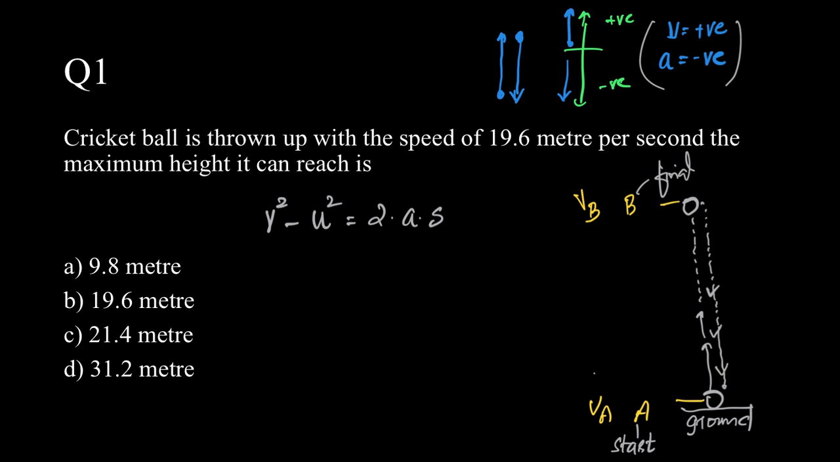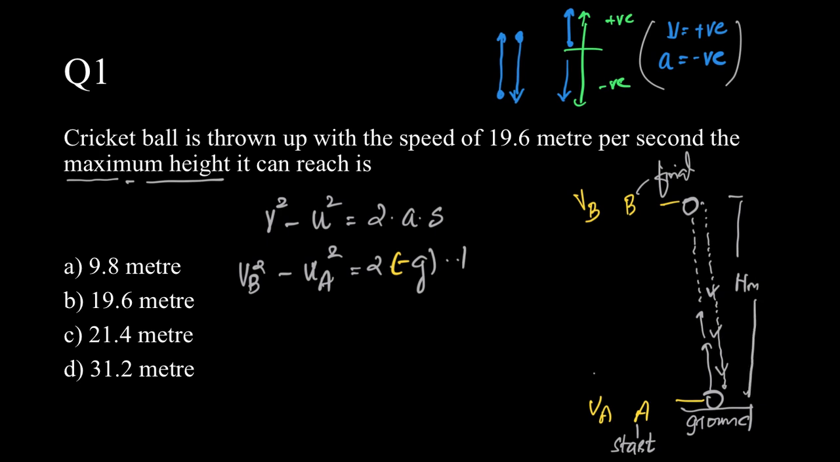So what is V? V is VB, so it's VB square. What is U? U is UA, so UA square is equal to 2 into a. What is a? a is g. No, a is minus g. So a is minus g into s. S we can write as what's been asked in the question, which is the maximum height, right? So this is the H max.